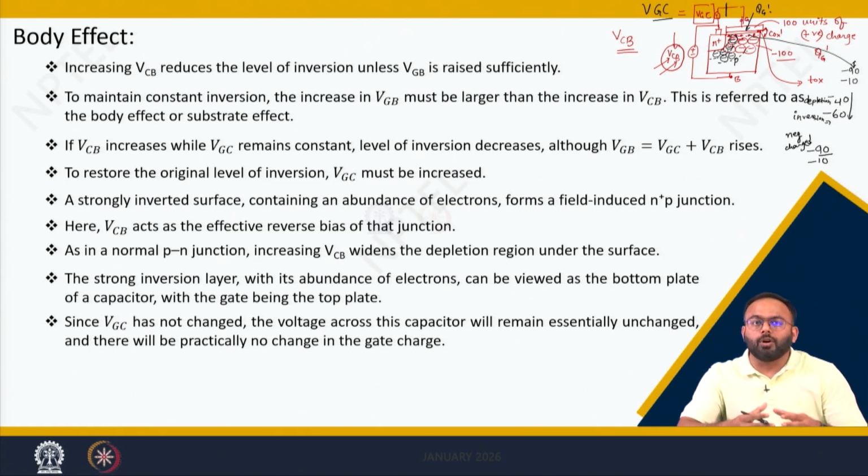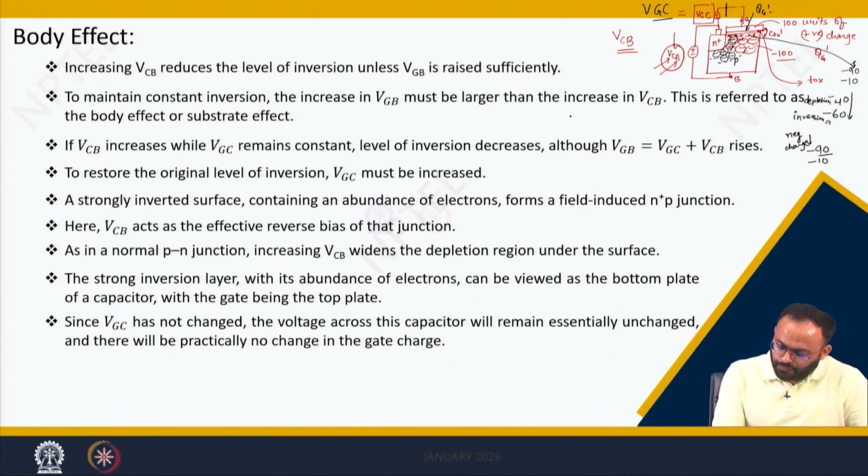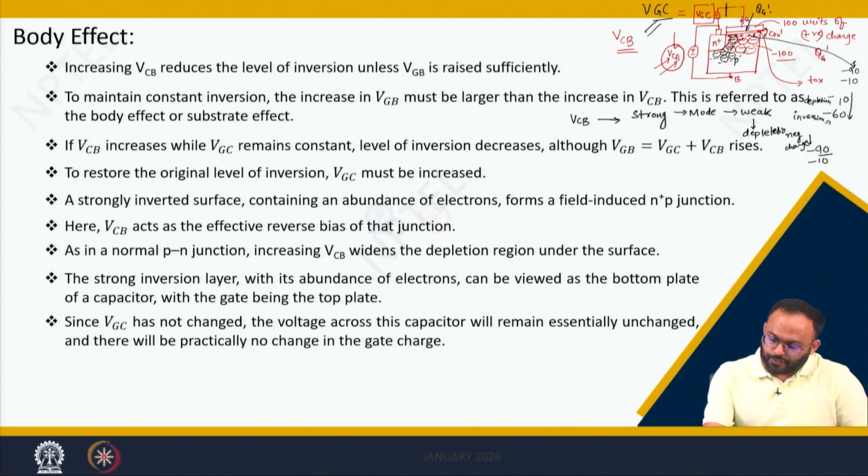So ultimately the count of the inversion layer is reduced and the count of depletion charge will increase. So that is what happens: if you increase V_CB, then your structure will move from strong inversion to moderate inversion to weak inversion, and ultimately you will end up in depletion. So for a fixed V_GC, the increase in V_CB controls your channel charge. That is nothing but the body effect.